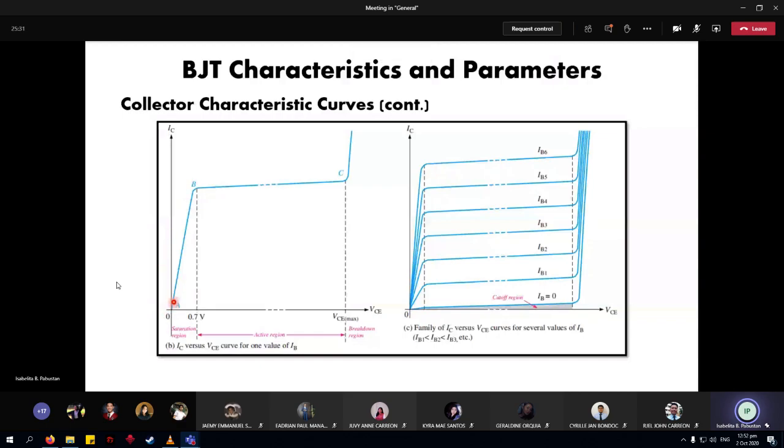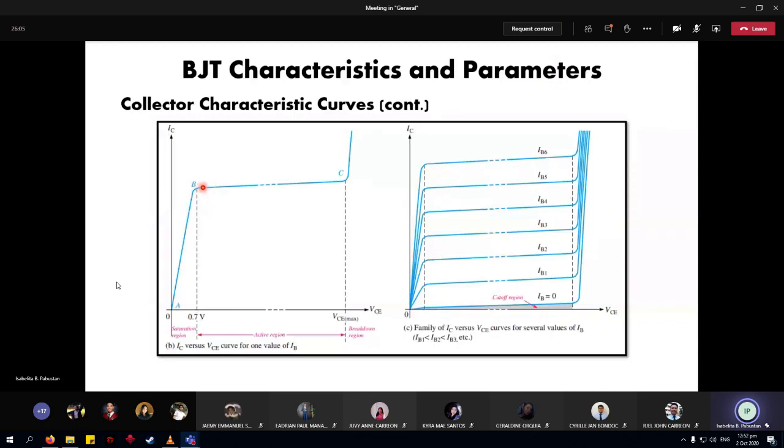Sa simula, you may not be able to get, lalo na if you will be using the current meter from the laboratory. Kasi this portion is so small, baka you will not be able to get a good reading of current. Maybe at this point you will be able to read. Now, there will come a point that the IC will not be increasing anymore. That is after the 0.7.